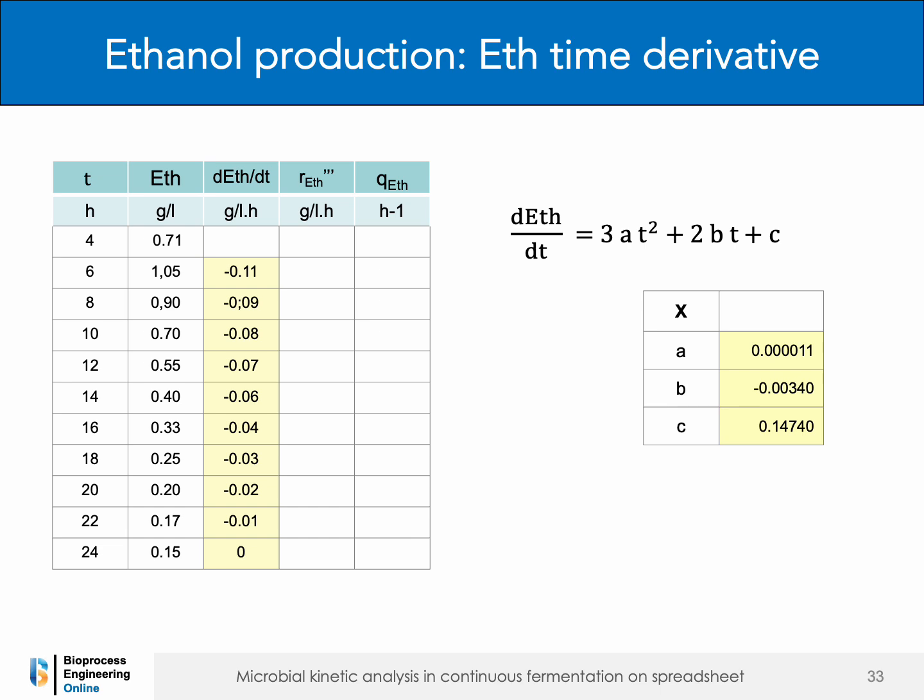The ethanol production rates are then calculated as follows. With the polynomial parameter values, calculate the time derivative of the ethanol concentration as de over dt equals 3at squared plus 2bt plus c.